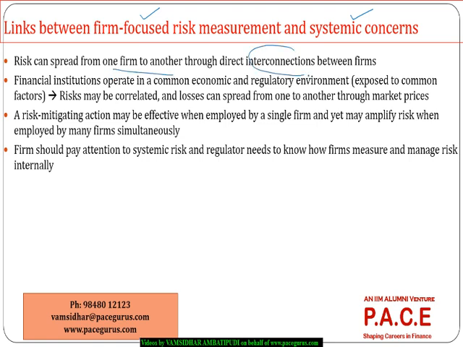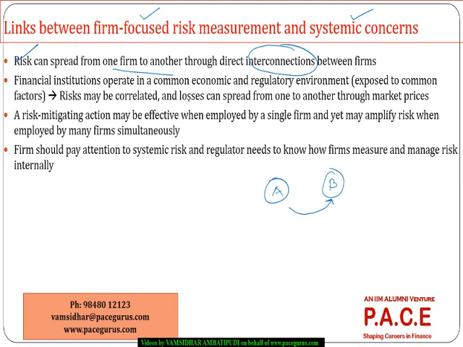Direct interconnections: A and B lend to each other. A defaults, probably B is not getting the funds on time, B may also default. So that's a direct interconnection where two firms, because of the different kinds of trades that exist between them, a default from one is going to spread to the other. That's the first instance.